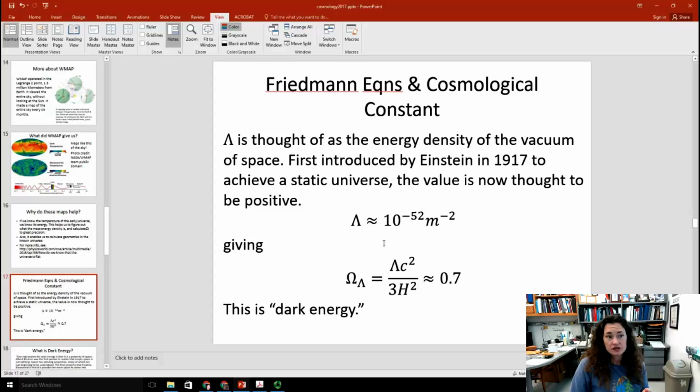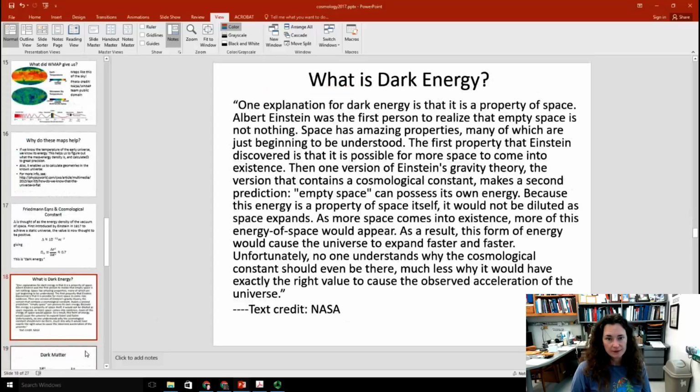So this is what the Planck and the WMAP satellites were able to do for us. It enabled us to calculate these mass and dark energy density terms. Now, what would dark energy be? Well, one explanation for dark energy, and I'm quoting NASA here, is that it's a property of space itself. Albert Einstein was the first person to realize that empty space is not nothing. Space has amazing properties, many of which are just beginning to be understood. The first property that Einstein discovered is that it's possible for more space to come into existence.